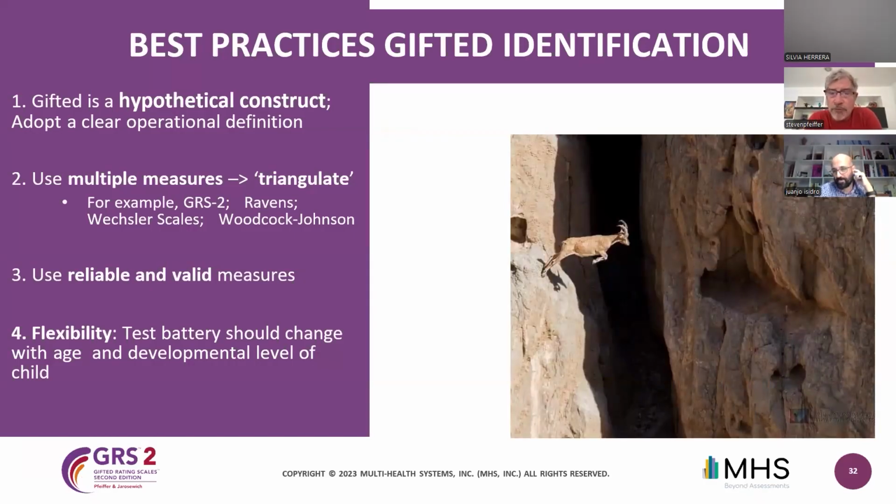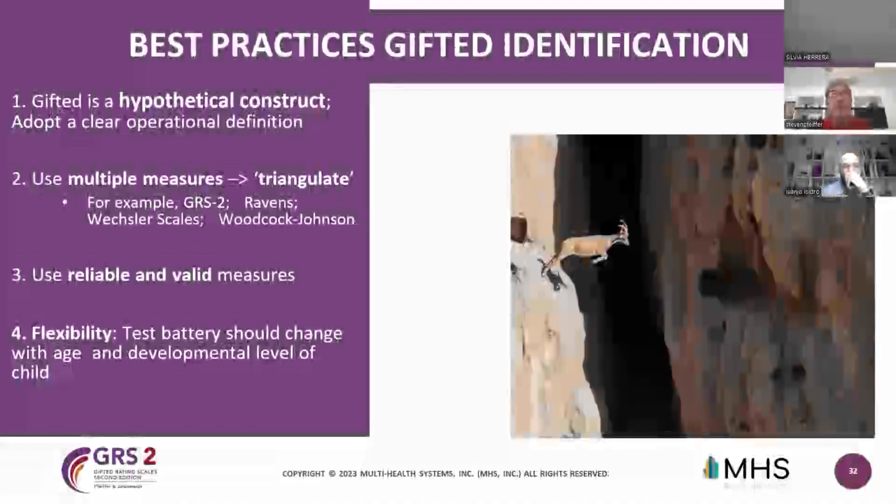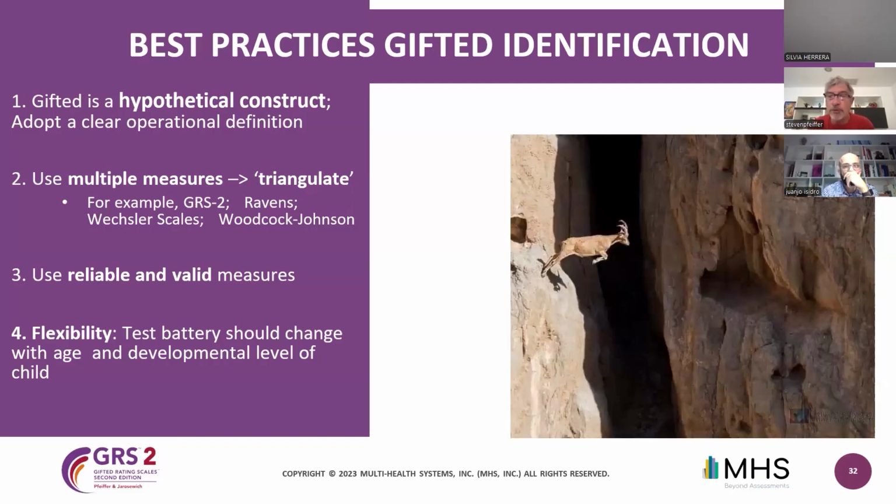Okay, so remember I said 7 best practices. The first best practice in gifted screening, gifted identification is recognizing that, and I'm going to say this and repeat it because it's really important. Giftedness, the concept gifted, is a hypothetical construct. It's not real, but it's useful. It's not something that's real, as I said, like childhood diabetes is real, but it's a very useful construct. So it's important that you as an educator are able to adopt a clear definition of what you mean by gifted. So when another teacher asks you, what do you mean by gifted? You're able to say, this is how I believe in gifted.